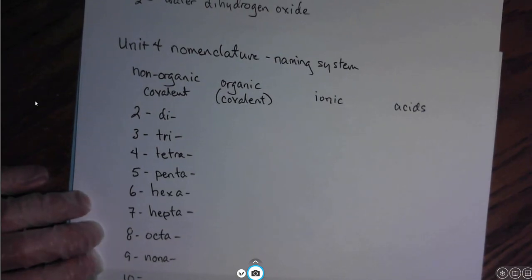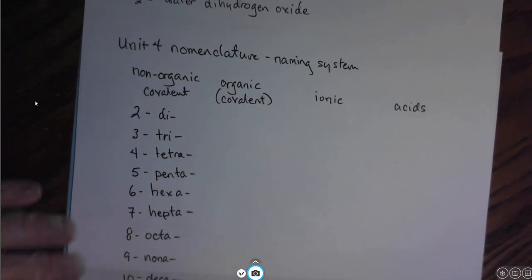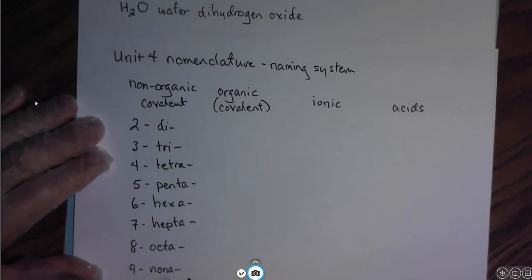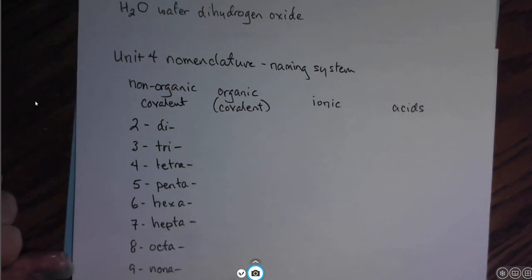And what do you call 10 years? A decade, or in this case it is deca. What is 9 again? How do you pronounce 9? Nona. So you're just going to have to memorize these. Okay?